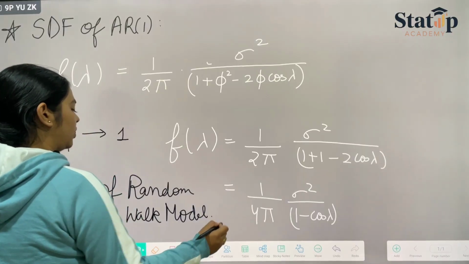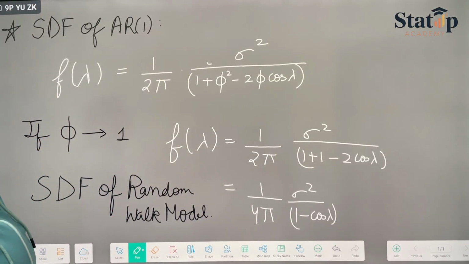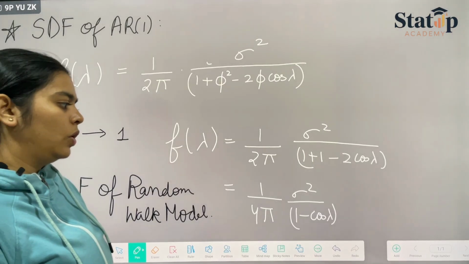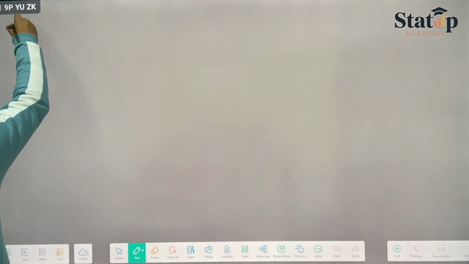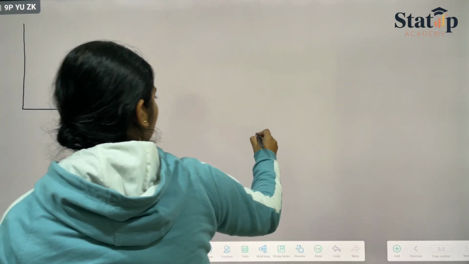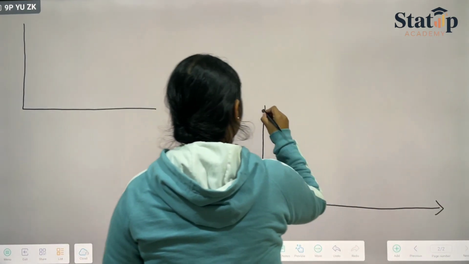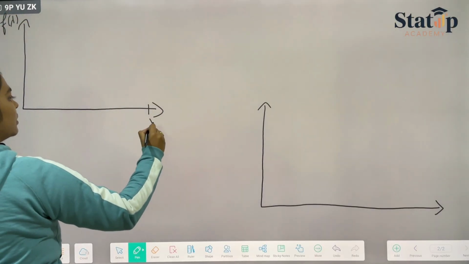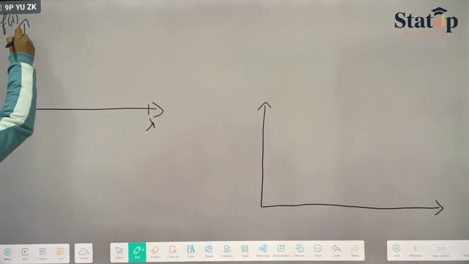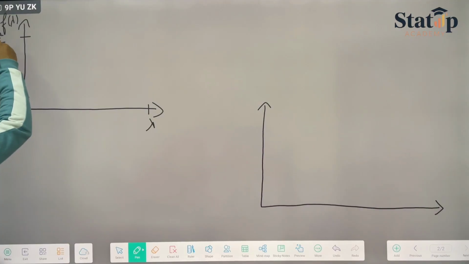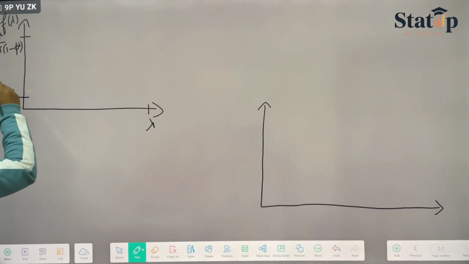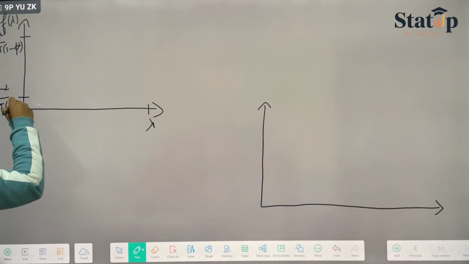So if in an exam they ask you about the spectral density function of the random walk model, then we first find the autoregressive model of order 1, and then by taking the limit as phi reaches 1, we can find the spectral density function of the random walk model. Now we have to draw two graphs of spectral density f(lambda) with respect to lambda. These are the two values: sigma square upon 2 pi (1 minus phi) square, and sigma square upon 2 pi (1 plus phi) square.